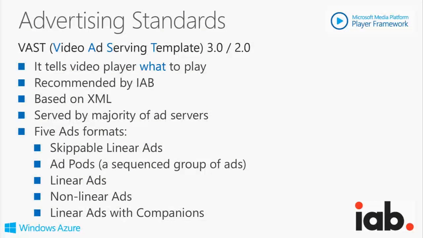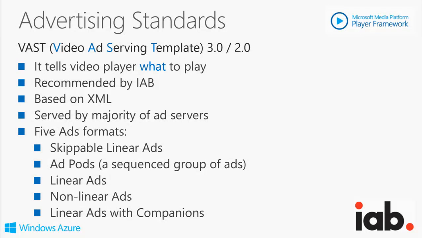And that's the advertisement standard called VAST, the Video Ad Serving Template. This is widely used in the industry. If you try to get an advertisement from an ad server, usually they will serve you a VAST file, which is a contract between the ad server and the video player, so that the video player knows what to play. It basically gives you an ad URL. It is recommended by IAB, which is the agency that defined the standard, and it is based on XML. And you can see here are many advertisement supports, which I mentioned, like linear ads, non-linear ads.